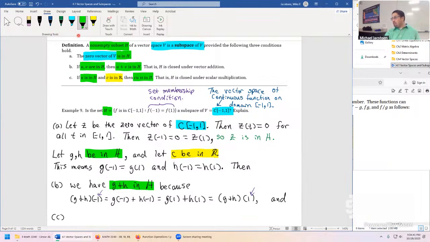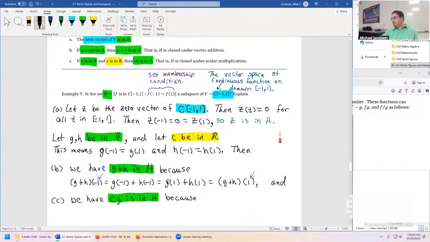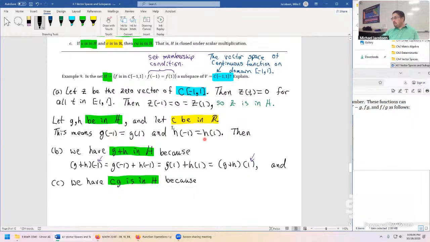And let's just state what we want like before. And we have C times G is in H because, really the same kind of idea as before. Let me scroll just a little bit down. To get inside the set H, we just have to satisfy this condition. So we take the function C times G. Here it is. We put in the input, -1, the left boundary point. Our job is to show it's C times G at +1.